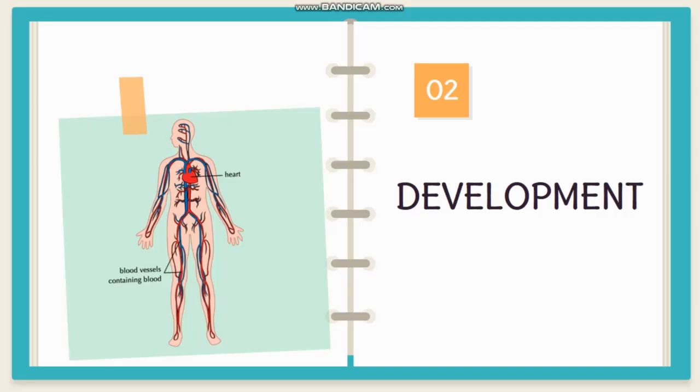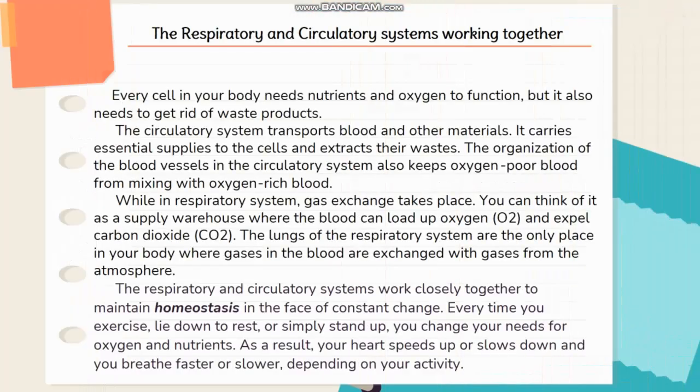For the development portion of our lesson, we have the respiratory and circulatory systems working together. Every cell in our body needs nutrients and oxygen in order to function, but it also needs to get rid of the waste products. The circulatory system transports blood and other materials. It carries essential supplies to the cells and extracts their wastes. The organization of the blood vessels in the circulatory system also keeps oxygen-poor blood from mixing with oxygen-rich blood.